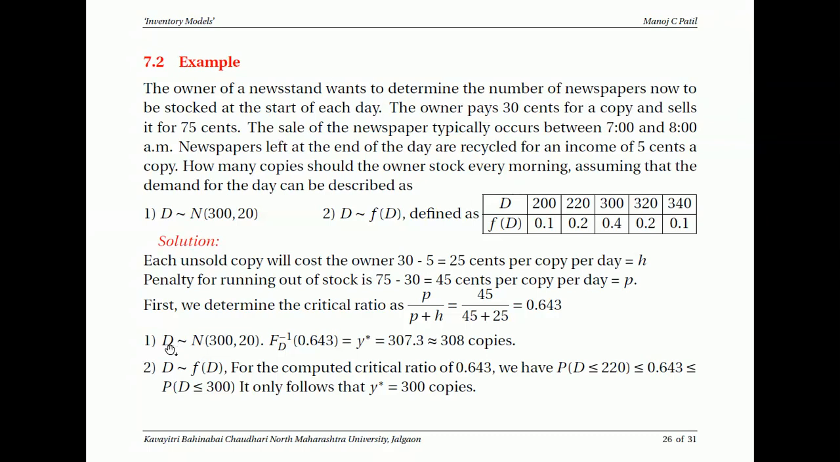And as it is given discrete, we just have to calculate the cumulative probabilities: 0.1, 0.3, 0.7. 0.7 is greater than 0.643, so y star is equal to 300 copies.